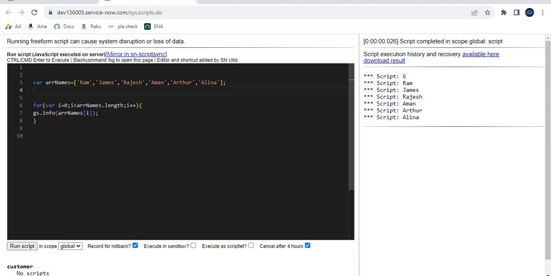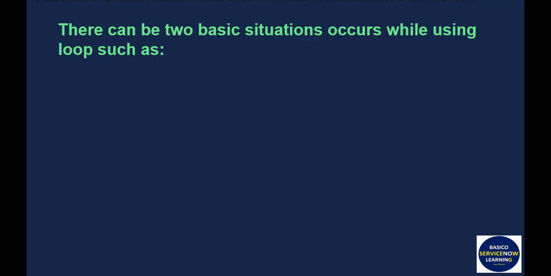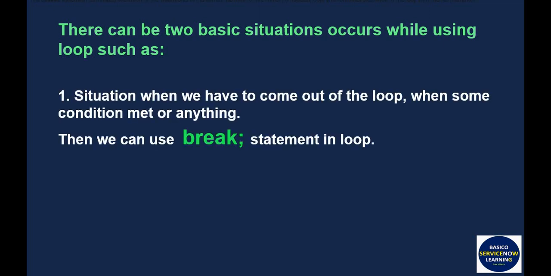There are some situations which arise when we do scripting using a for loop or any type of loop: coming out of the loop, continuing the loop, or skipping some iteration. So let's see what situations there are. There can be two basic situations while using loops. The first is when we have to come out of the loop when some condition is met. We can use the break statement in the loop.